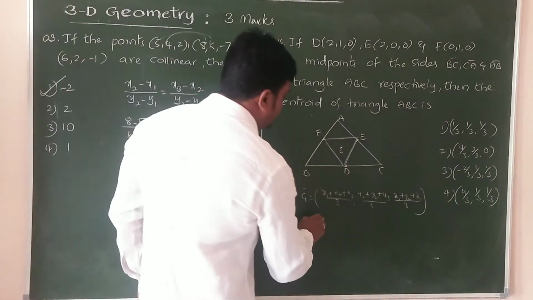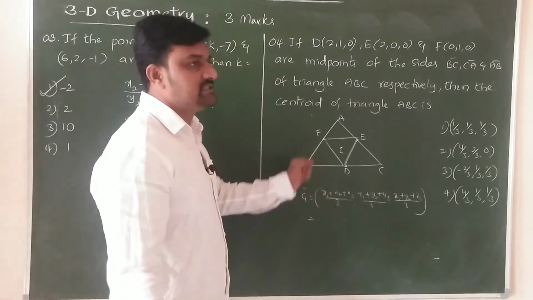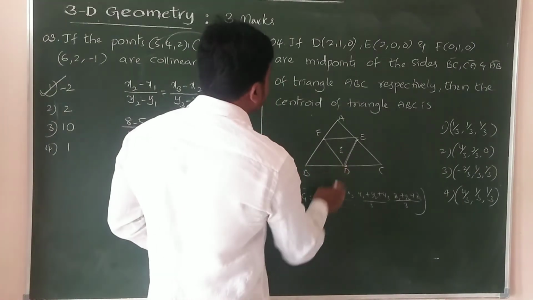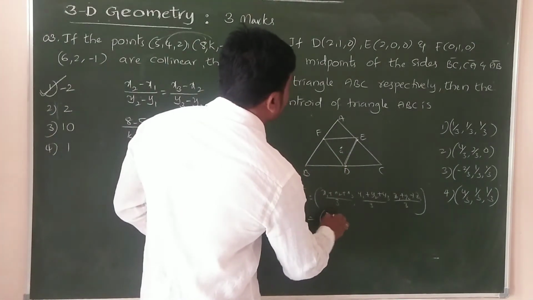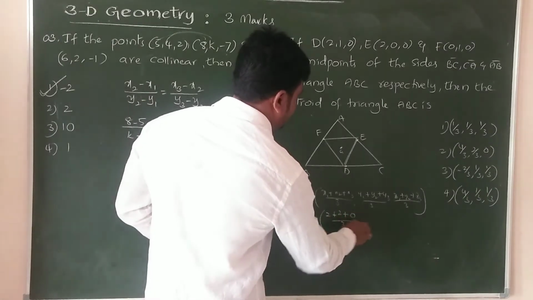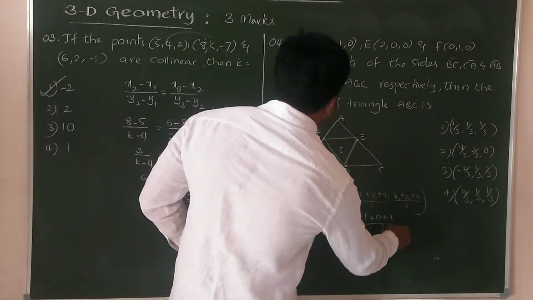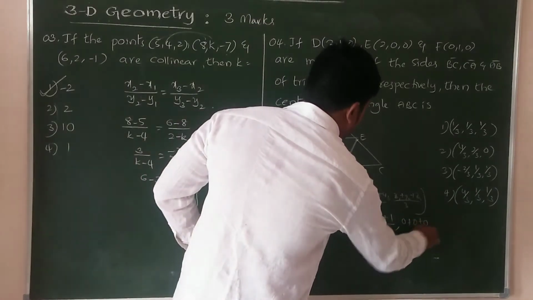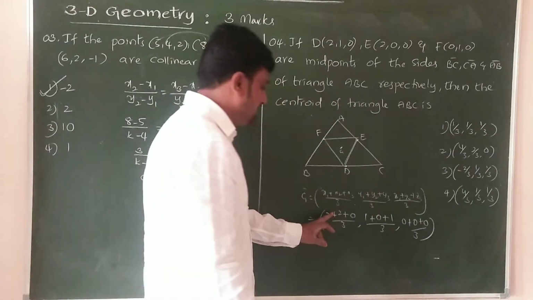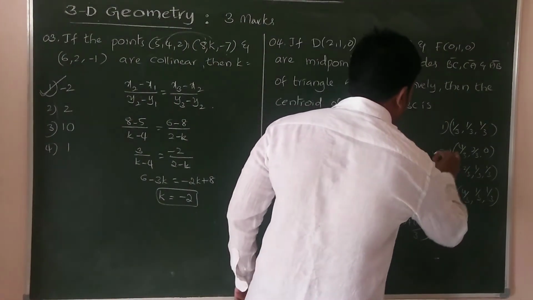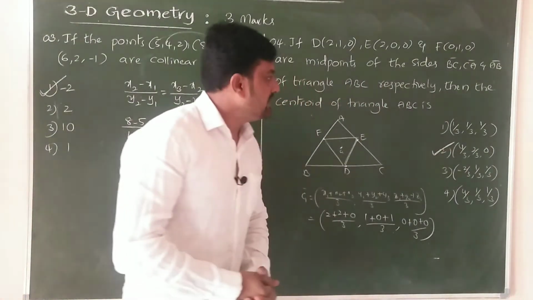Okay. Now both are equal. This is the shortcut way. So D equals, then we can apply G equals 2 plus 2 plus 0 by 3, and 1 plus 0 plus 1 by 3, and 0 plus 0 plus 0 by 3. Okay. Then that equals what? 4 by 3, 2 by 3 and 0. Okay, which one? Second option is the right option.